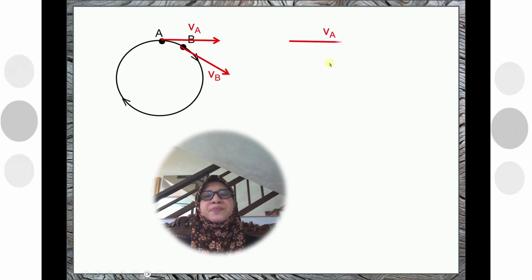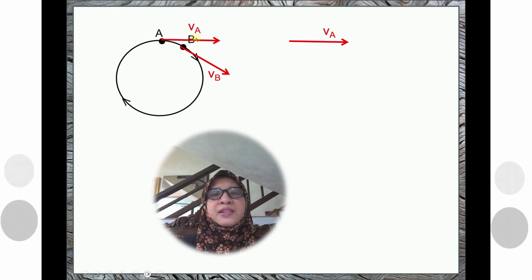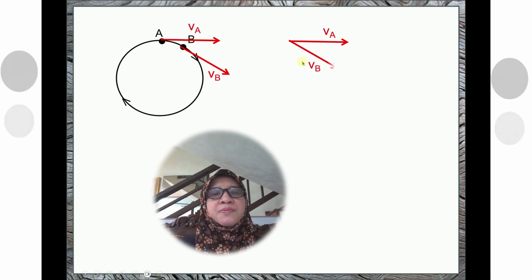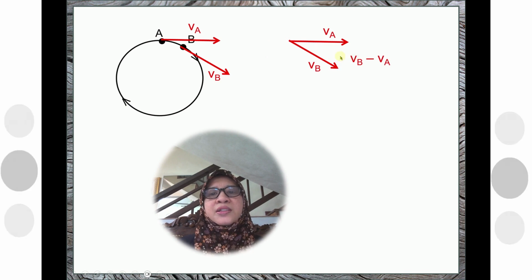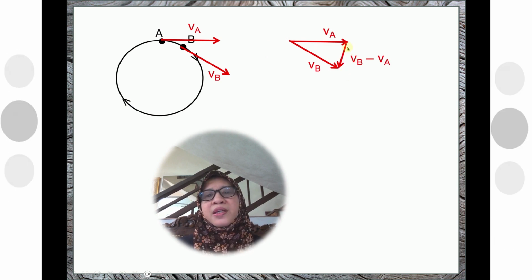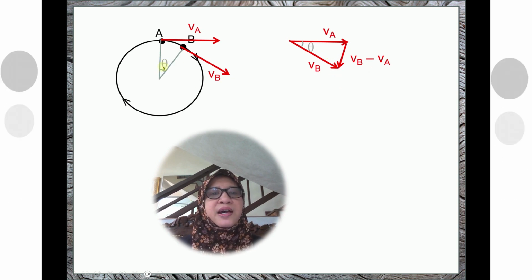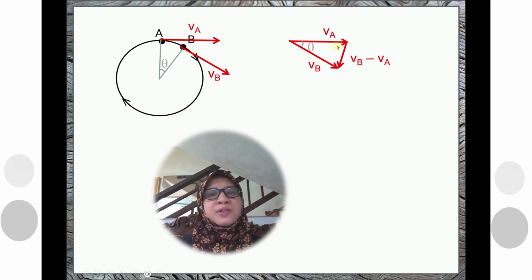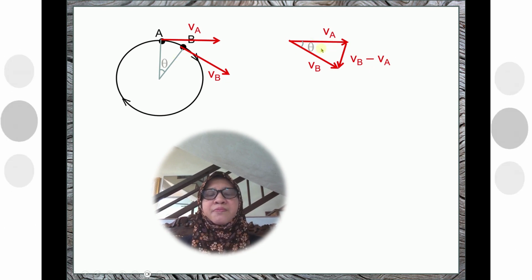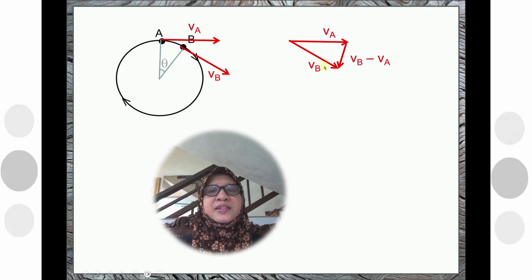Imagine the object moves from A to B. The velocity at A is VA and the velocity at B is VB, so VA equals VB in magnitude. We use a vector diagram: VA this way, VB this way. The change in velocity will be in this direction, VB minus VA. The angular displacement is theta. This forms a vector diagram, so label the theta here.